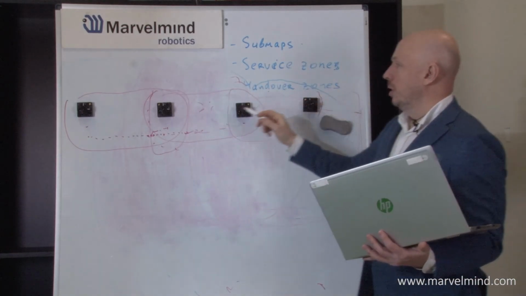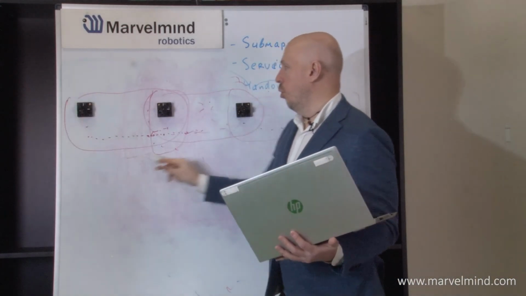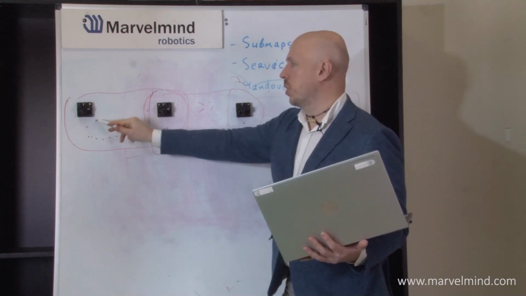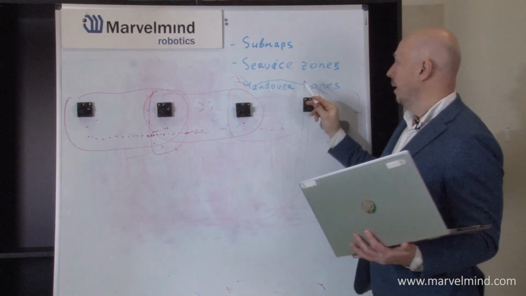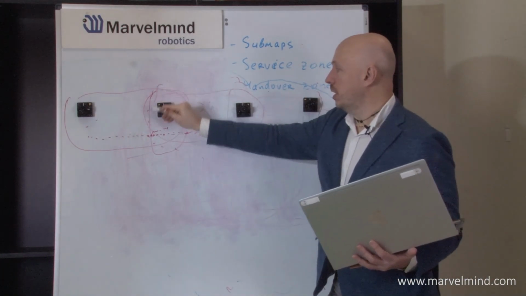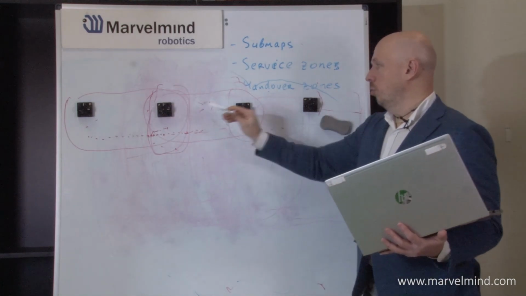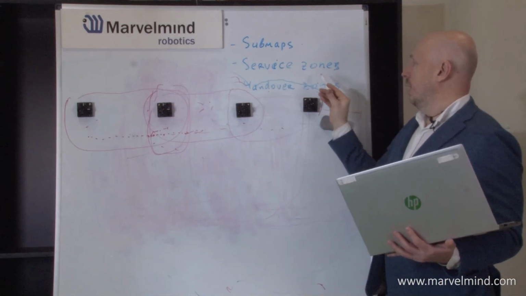A service zone is a property of each submap, specifying where this submap is serving. A handover zone is an overlap between 2 adjacent service zones.